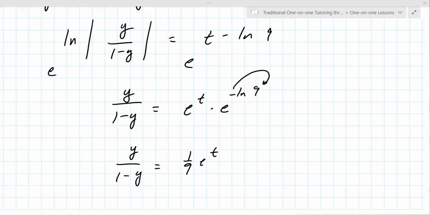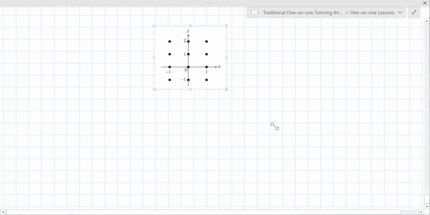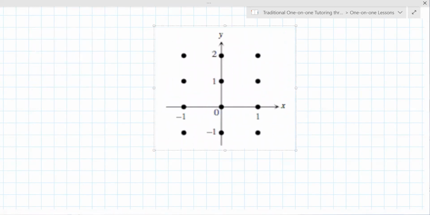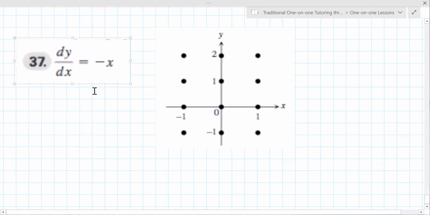So the slope field, and we did a slope field problem together last week. That was much more complicated than this one, and I think you'll find that this is more of the type of problem you'll see on the exam. So the derivative here is negative x, and in words, this means the slope is negative x.